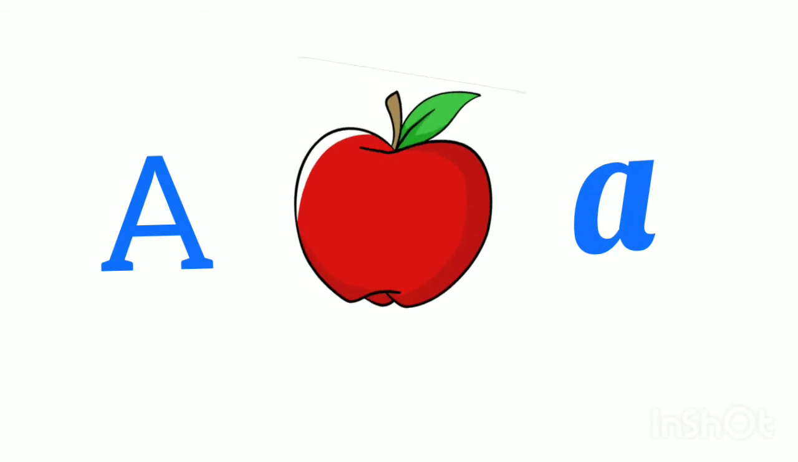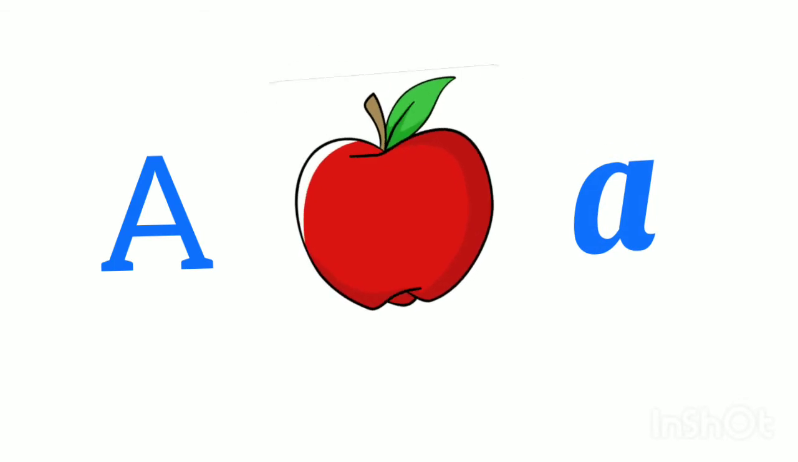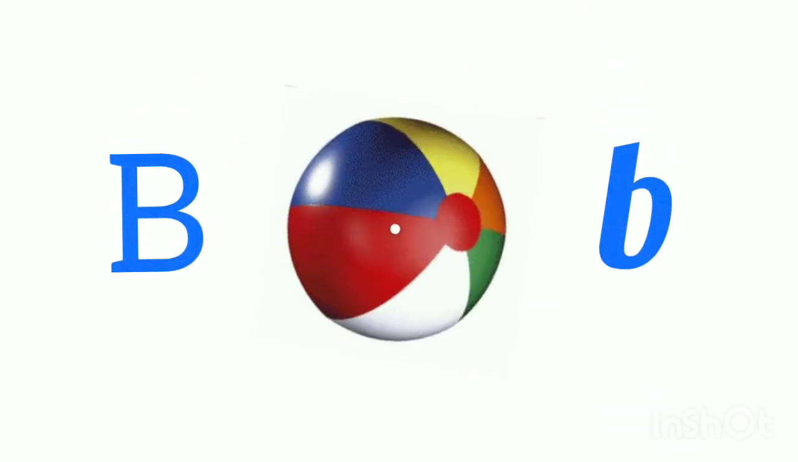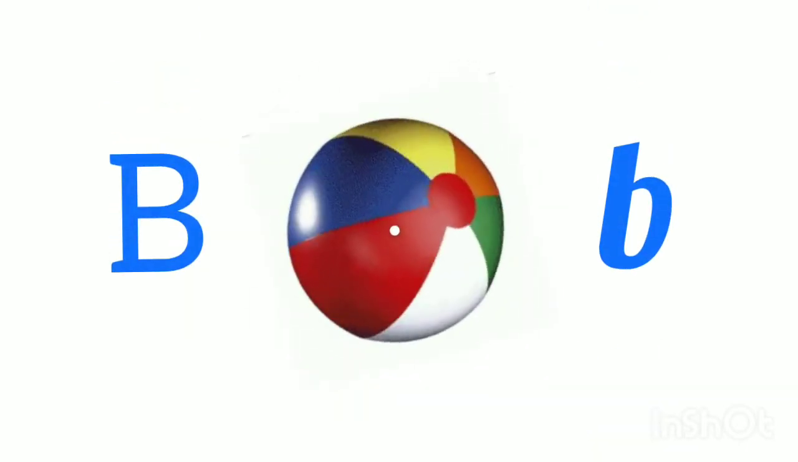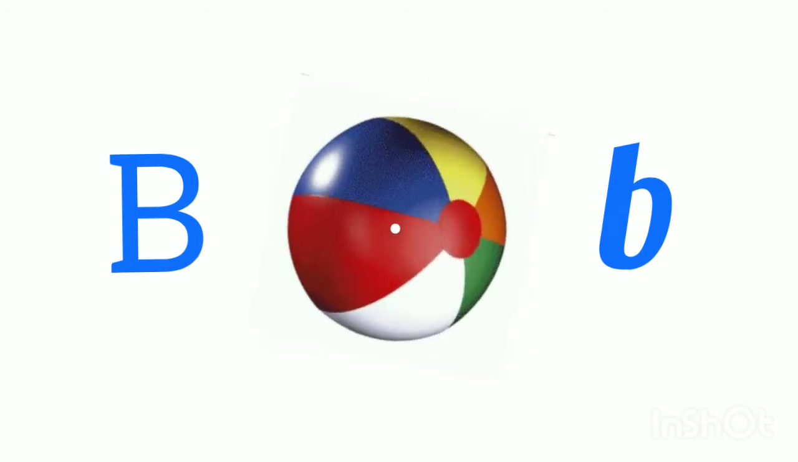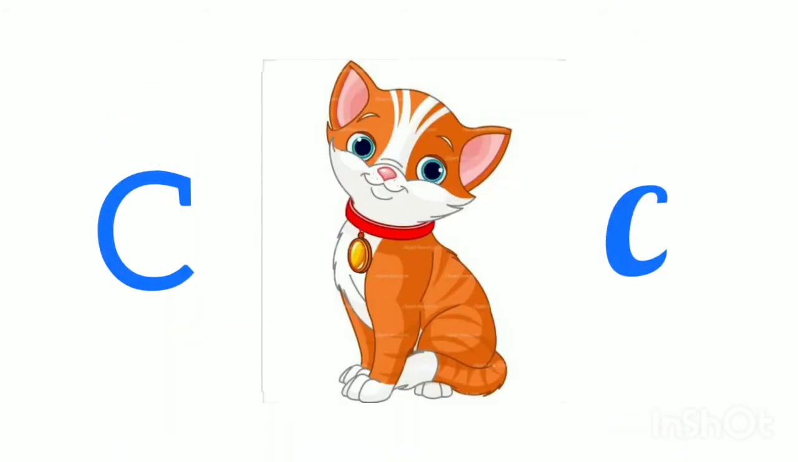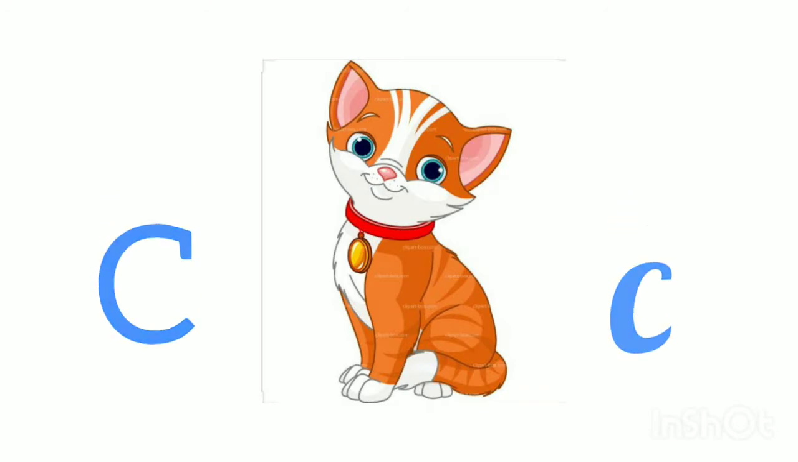A for apple. A makes A. B for ball. B makes B. C for cat. C makes K.